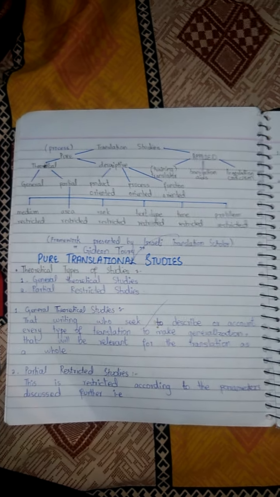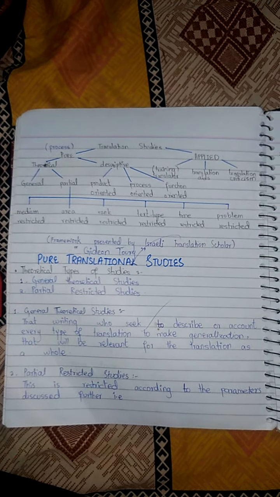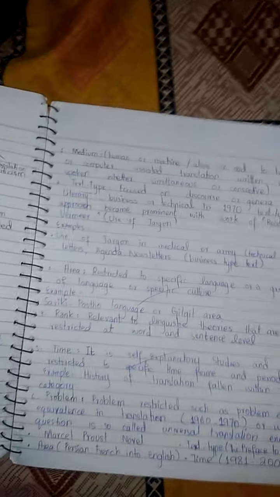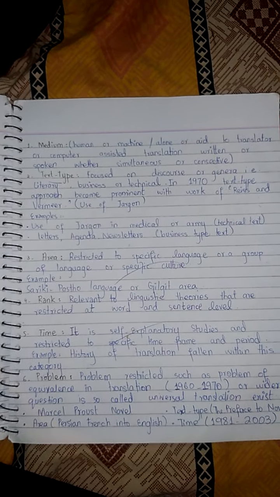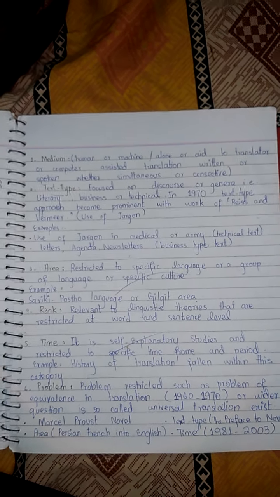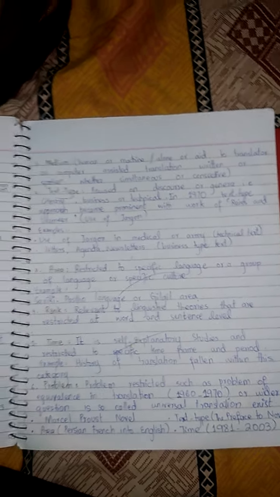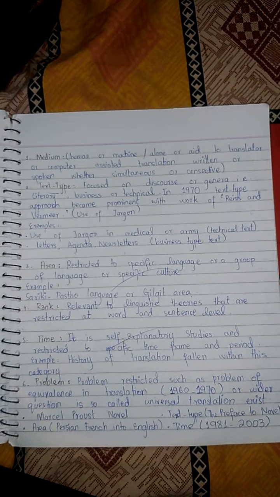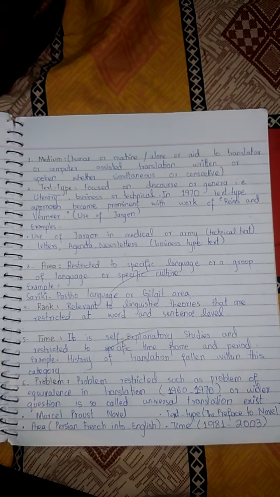The second one is the partial restricted area. This is restricted according to the parameters discussed further, that is medium, text type, area, rank, time, problem. What does medium mean? Medium is basically human, machine alone or human-aided translation or computer-assisted translation, written or spoken, whether simultaneous or consecutive.